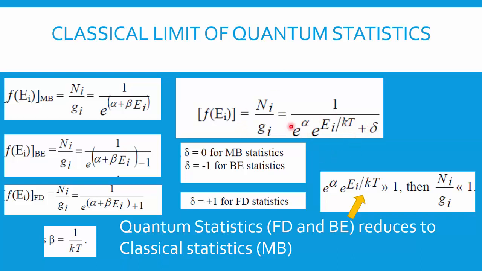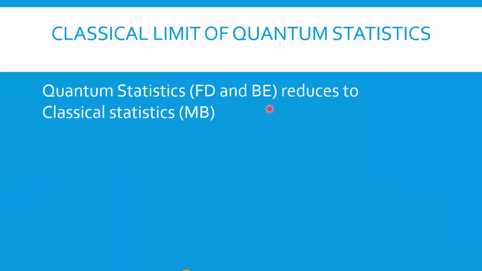Or in other words, if this becomes a very high value, then this becomes very small. That means if temperature is very high, inversely proportional, then this entire expression becomes very high, and the number density, the number of particles by the number of quantum states, becomes very low.